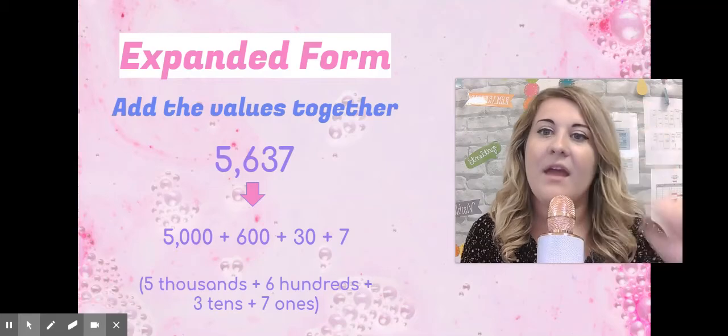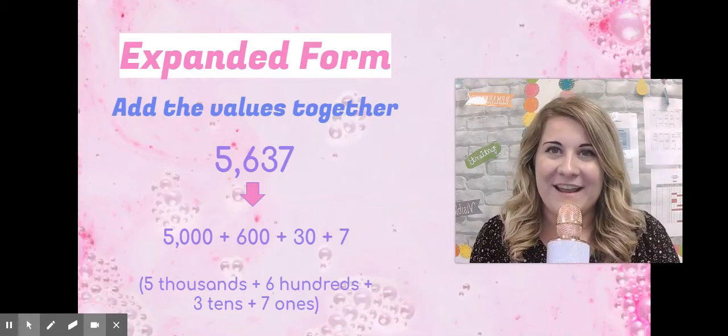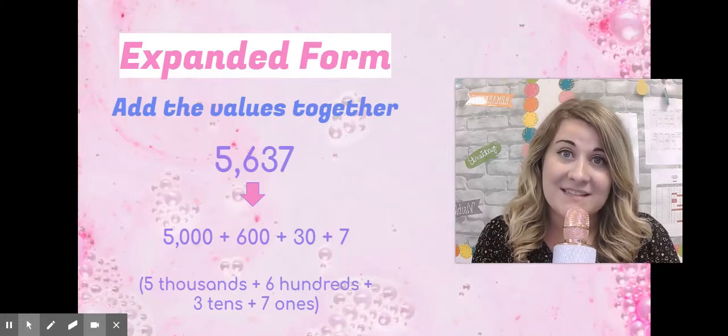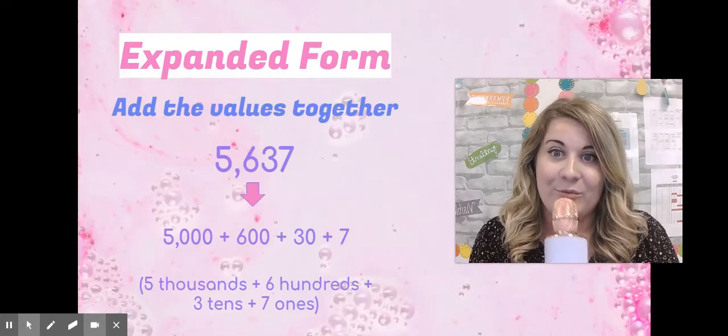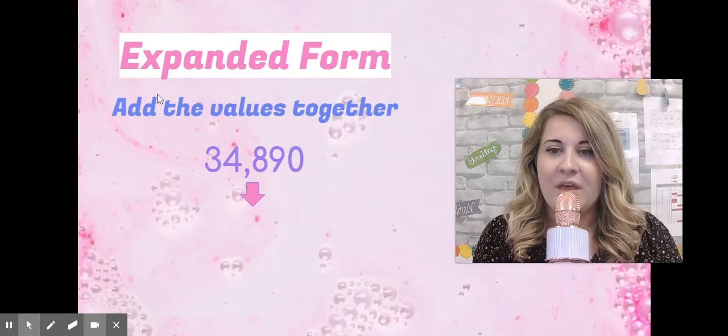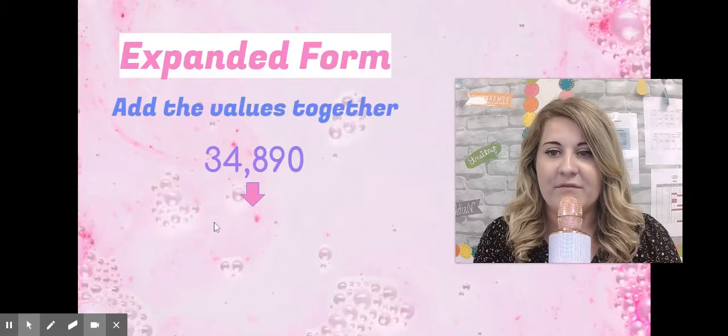Now, 4-digit numbers are not super hard, but it gets harder when we get into 10,000s and 100,000s because we get a lot of zeros. So you really have to pay attention, okay? Let's look at this number here. 34,890. We're going to drop the 3 down first.